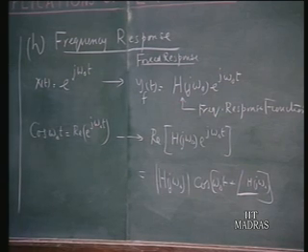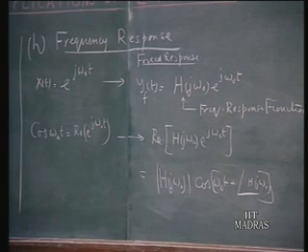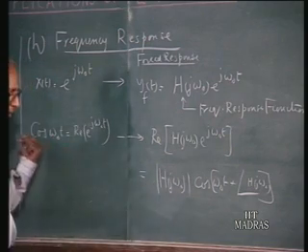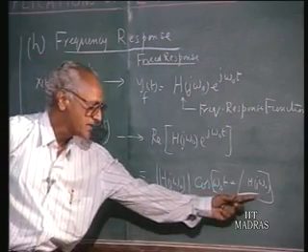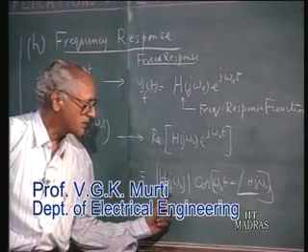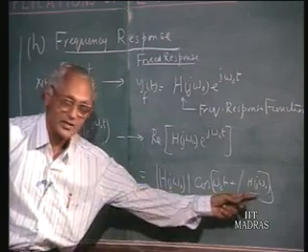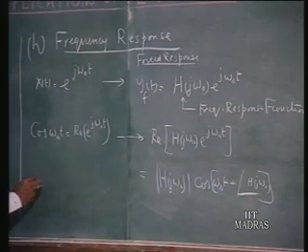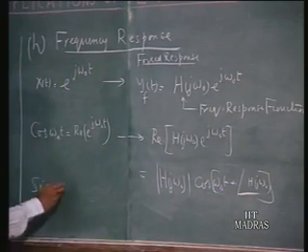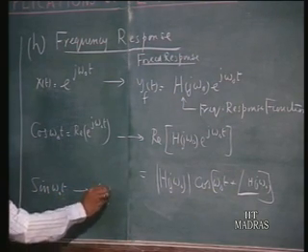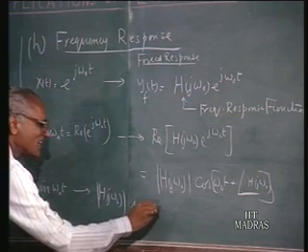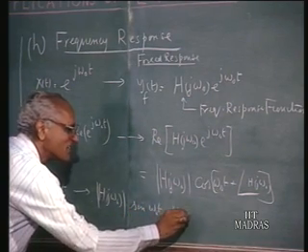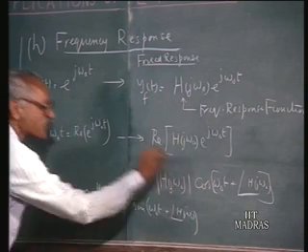So if cos omega naught t is the input quantity, the output quantity is magnified by the magnitude of the frequency response function. The phase is increased by the angle of the frequency response function: cos of omega naught t plus the angle of H of j omega naught. Similarly, if you have sin omega naught t, the forced response will be the magnitude of H of j omega naught times sin of omega naught t plus the angle of H of j omega naught. So this is the frequency response function.